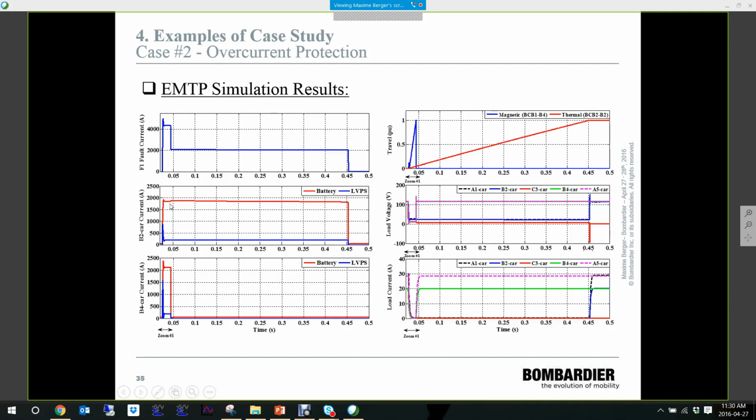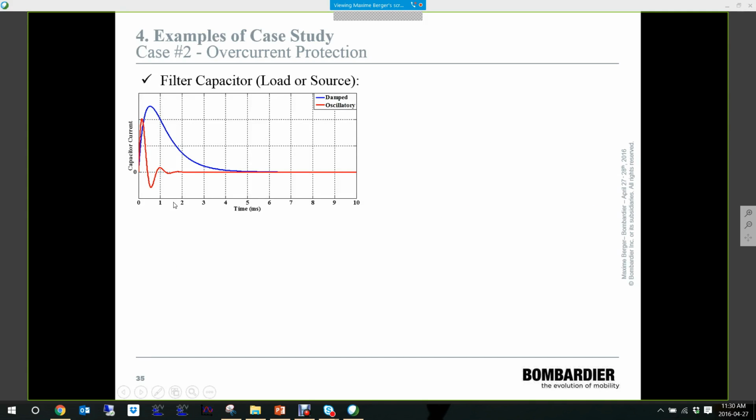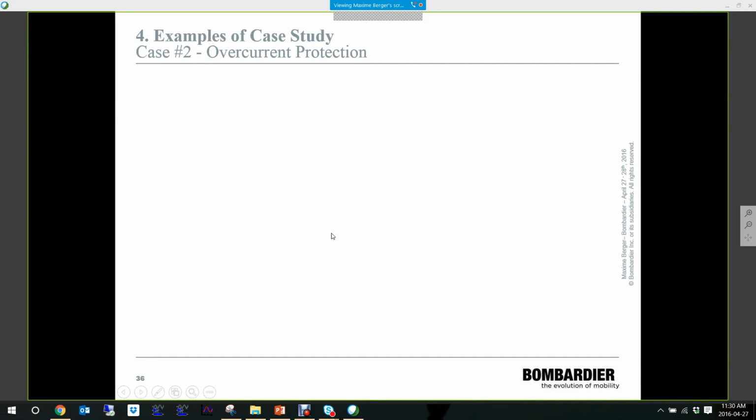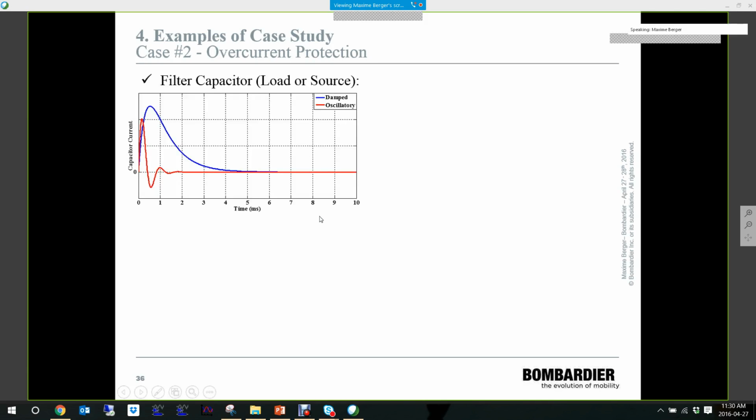So what is important to remember here is that for overcurrent protection, we need to consider the transient behavior of all the short circuit current sources in the circuit. For example, a filter capacitor will have a high contribution at the instant of the fault, but the current will rapidly settle to zero because it acts as an open circuit once it is completely discharged.